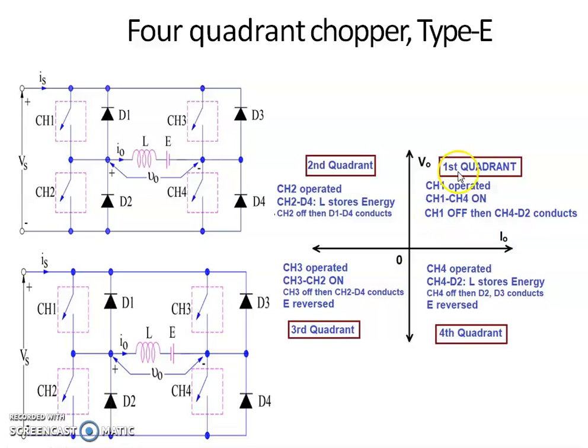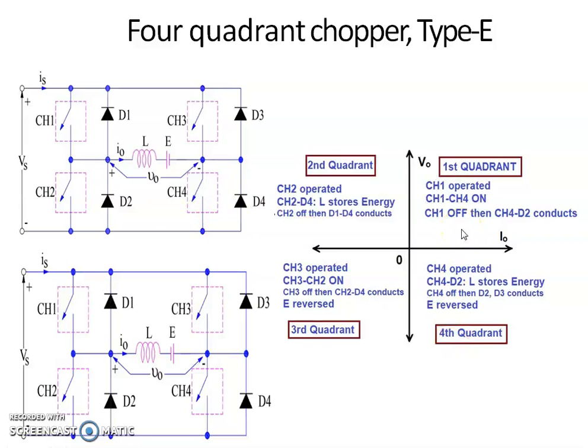If you want first quadrant operation, we will operate the CH1 switch. That means by controlling pulses to the switch CH1 we can obtain first quadrant operation. If we want second quadrant operation, we will control the switching pulse to switch CH2. We will control the operation of CH2 only. Then we can obtain second quadrant operation. If we control the switching pulse of CH3, we can obtain third quadrant operation. If we control the switching pulse to CH4, we can obtain fourth quadrant operation.